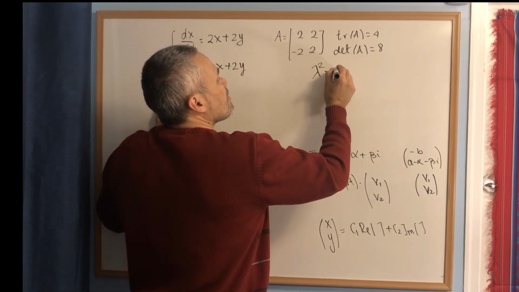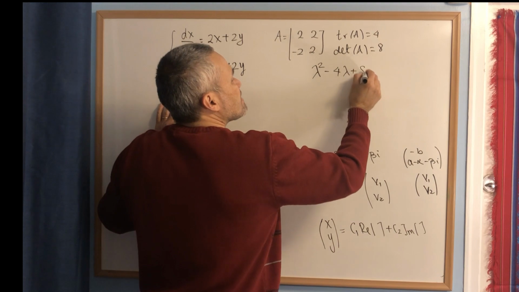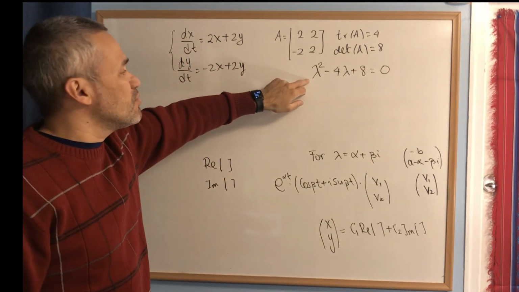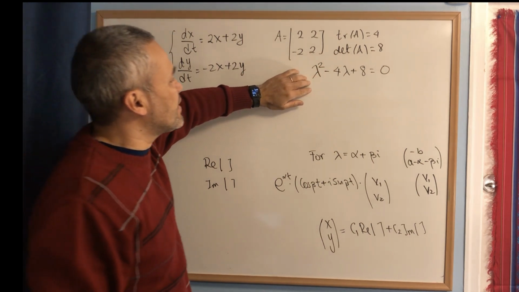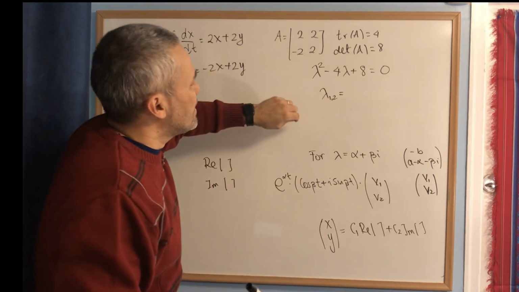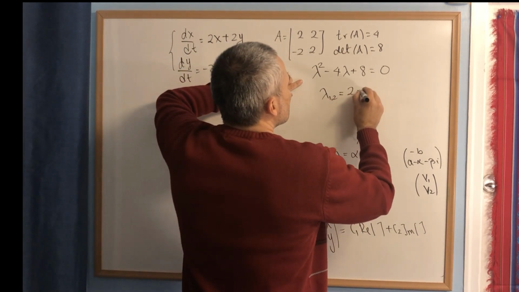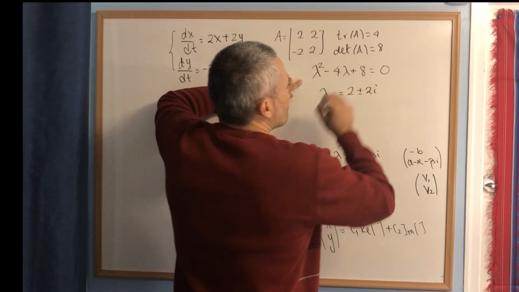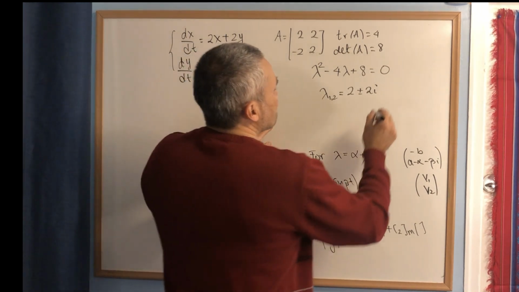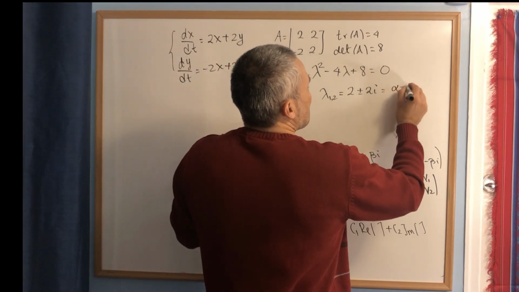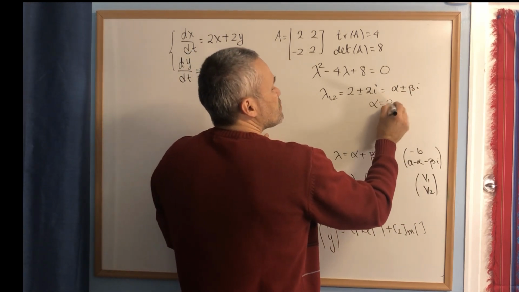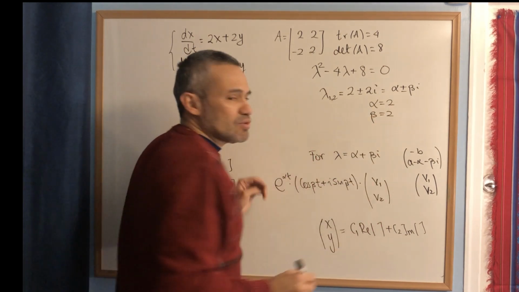Lambda squared minus 4 lambda plus 8 equals 0. Here factoring is not going to work. You have to either complete the square or use the quadratic formula, and you will see that the solution for lambda is going to be 2 plus or minus 2i. That's the value for lambda, and when you think of this as alpha plus or minus beta i, you realize that your alpha is 2 and your beta is also 2.